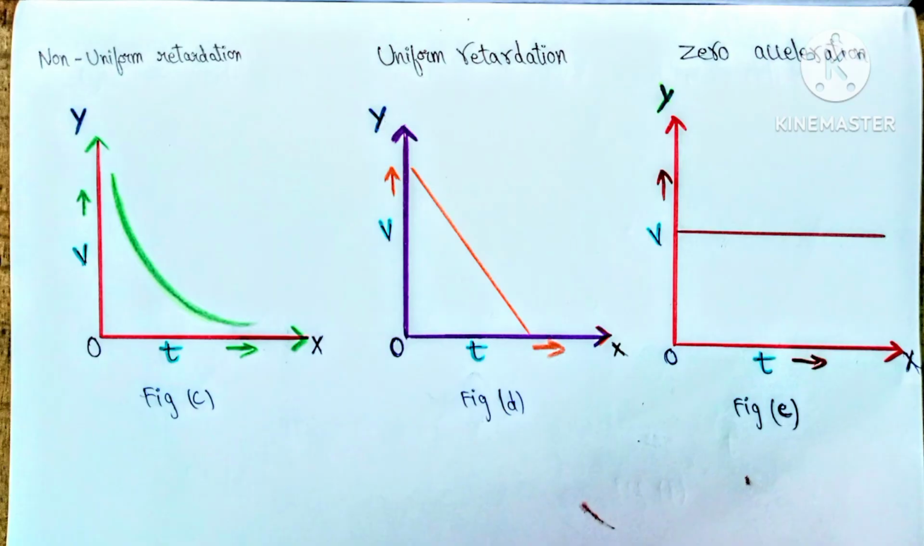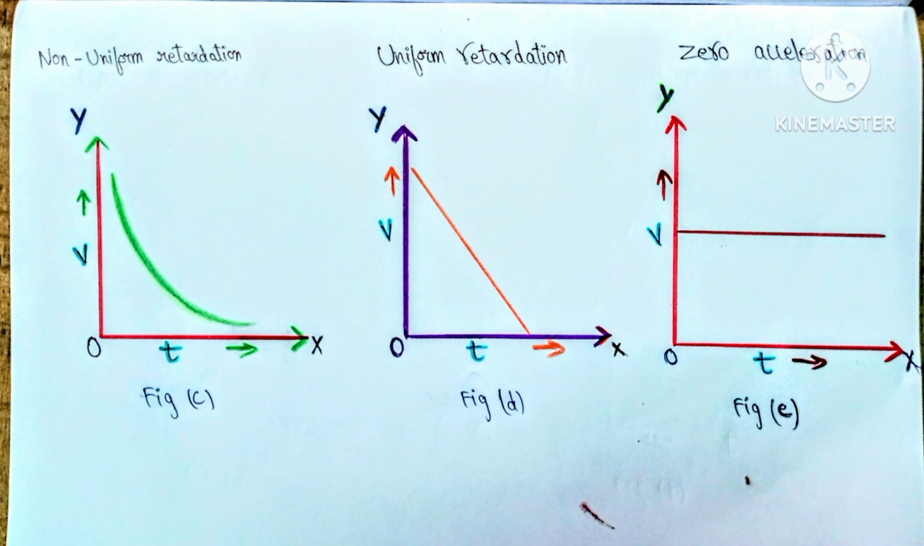Non-uniform retardation. In this situation, we can again observe that the graph is a curved line. As usual, on the x-axis time is taken and on the y-axis velocity is taken. Non-uniform retardation means there is a deceleration in unequal time intervals.